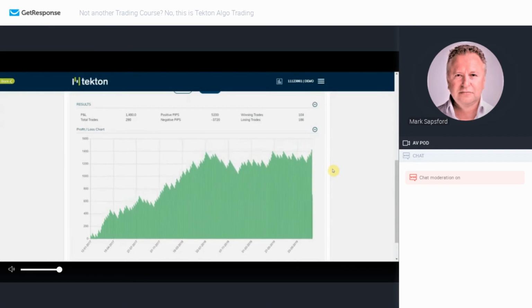Now at the moment what it's giving us is a result in real time. So the P&L is rolling, the total number of trades is rolling, and we have the positive number of pips and the negative number of pips. So it's actually taken 5,350 or 5,400 pips of profit, and it's actually lost 3,880 pips, which again is rolling. And how many winning trades and how many losing trades it's taken. So we're up to almost the end of 2019 now.